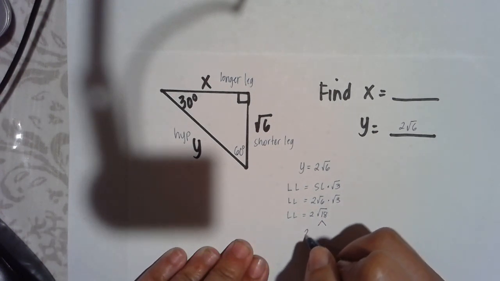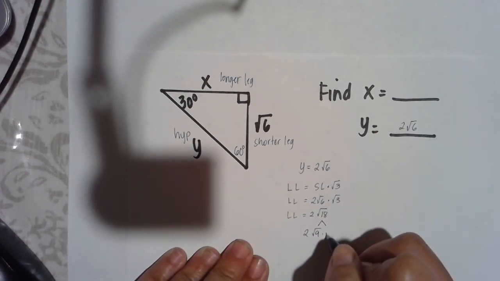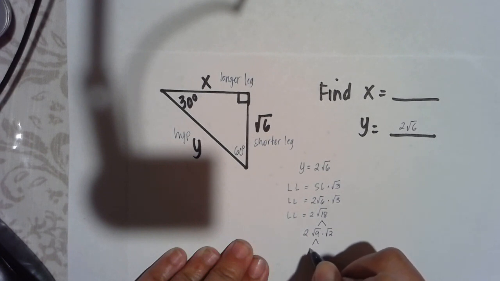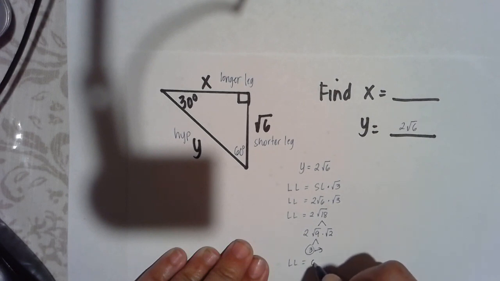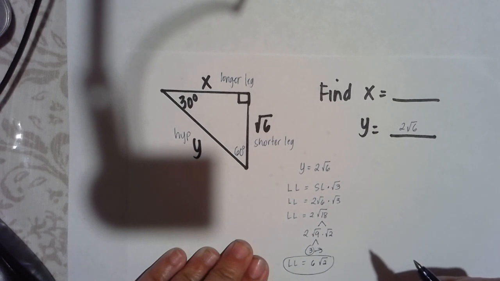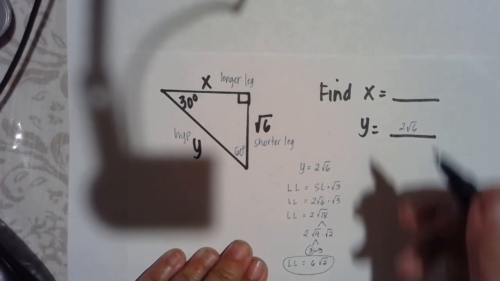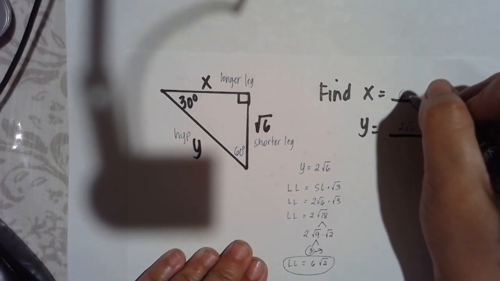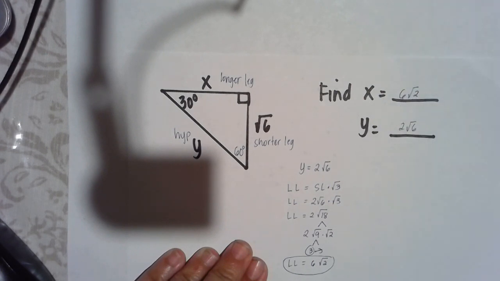So 18 can still be factored by 9 and 2. So 9 would be 3 by 3. So that your longer leg will now be equal to 6 square root of 2. Again, it is always written in simplest form. There you go.